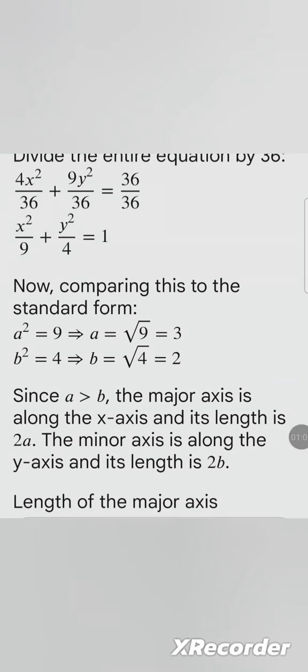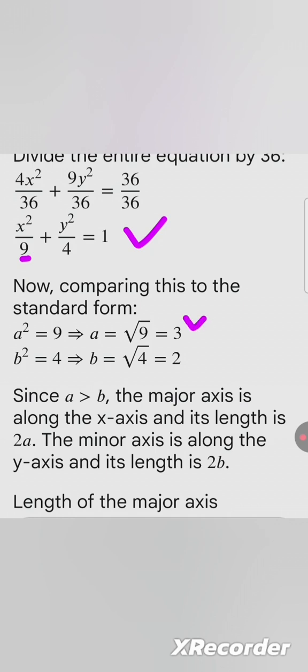So it is coming to the form x square by a square, that is 9, plus y square by b square, that is 4, equal to 1. As we have explained, first we have to check whose denominator is greater. Here we find the denominator of x square is greater, so it must be a horizontal ellipse, or rather the x-axis is the major axis. If I compare this equation with the form x square by a square plus y square by b square is equal to 1, a square is 9 and a is 3.